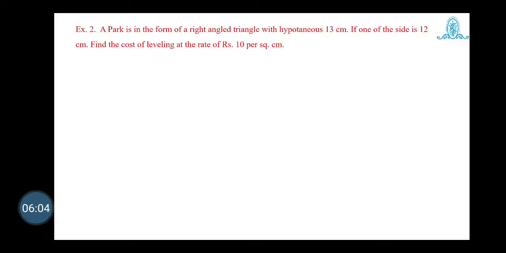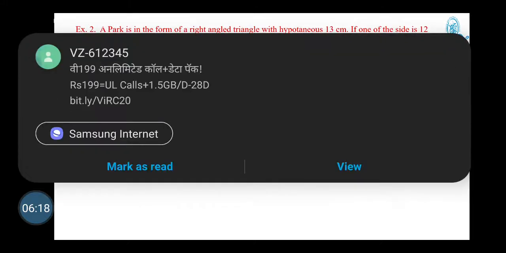A park is in the form of a right angle triangle with hypotenuse 13 centimeter. If one of the sides is 12 centimeter, find the cost of leveling at the rate of rupees 10 per square centimeter.